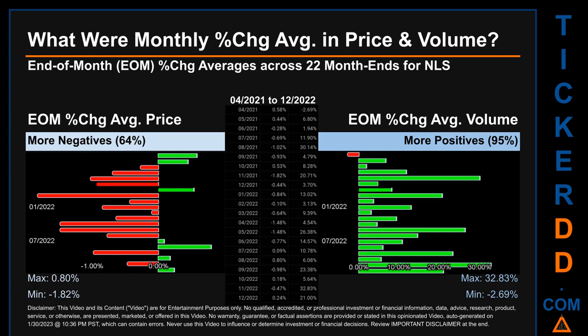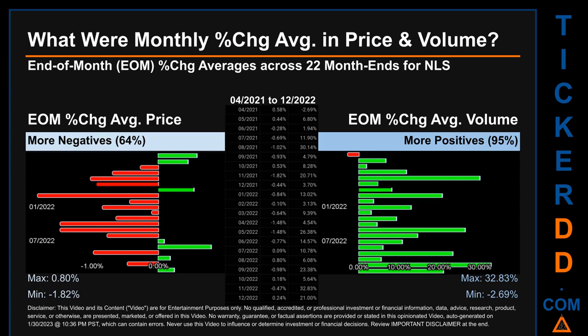What were end-of-month percentage change averages in price and volume for NLS? The monthly average of percentage change, in price and in volume, were calculated for each of the 22 month ends. That calculation took daily percentage changes and averaged them for each given month. If a month end came out negative, then it means that the month summarily saw a negative change.